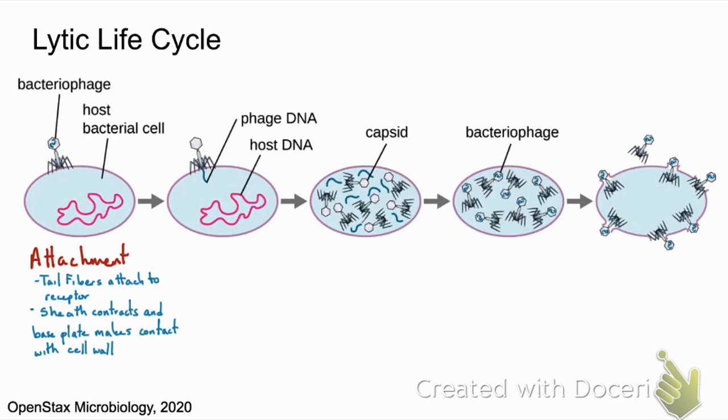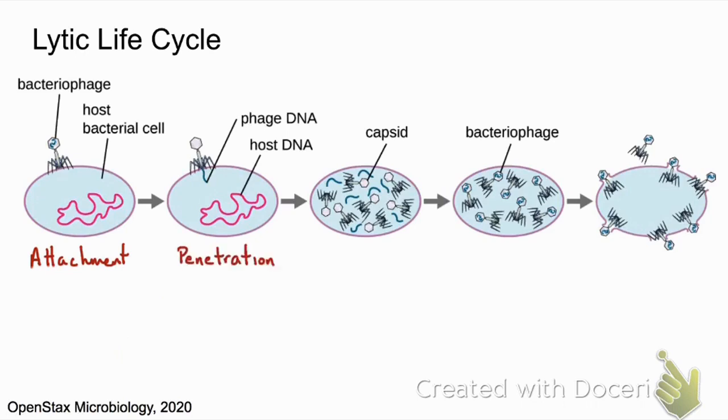Now, the base plate contains lysozyme, which is an enzyme that we've talked about previously. This particular enzyme will hydrolyze the cell wall. And so what this is going to do is prep the bacterial cell to accept the phage DNA. In the next step, penetration, that phage genome is going to enter into the host cell.